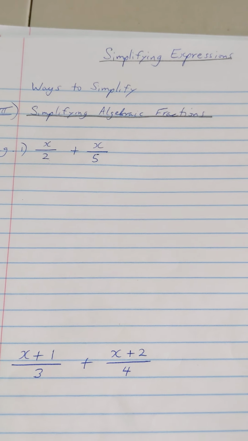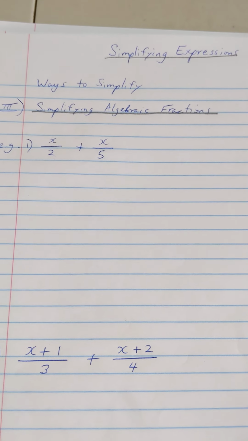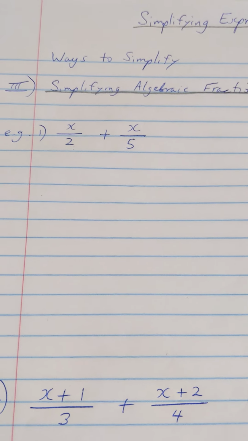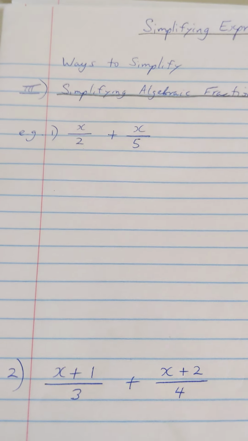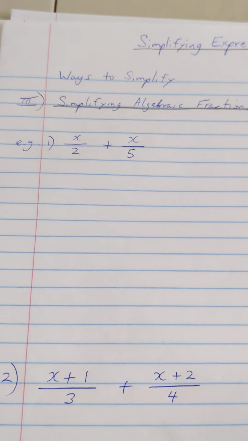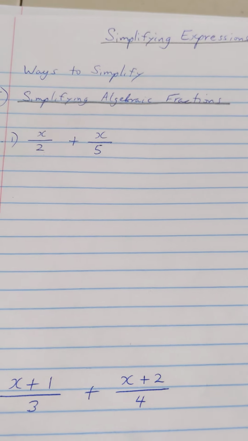Alright, so yet another way we'll be required to simplify, and that's simplifying algebraic fractions. The nice thing is, once you have fractions, fractions will always be treated the same. So here I have x over 2 plus x over 5, and I want to simplify it. Before I get to that, let me just quickly recap fractions.